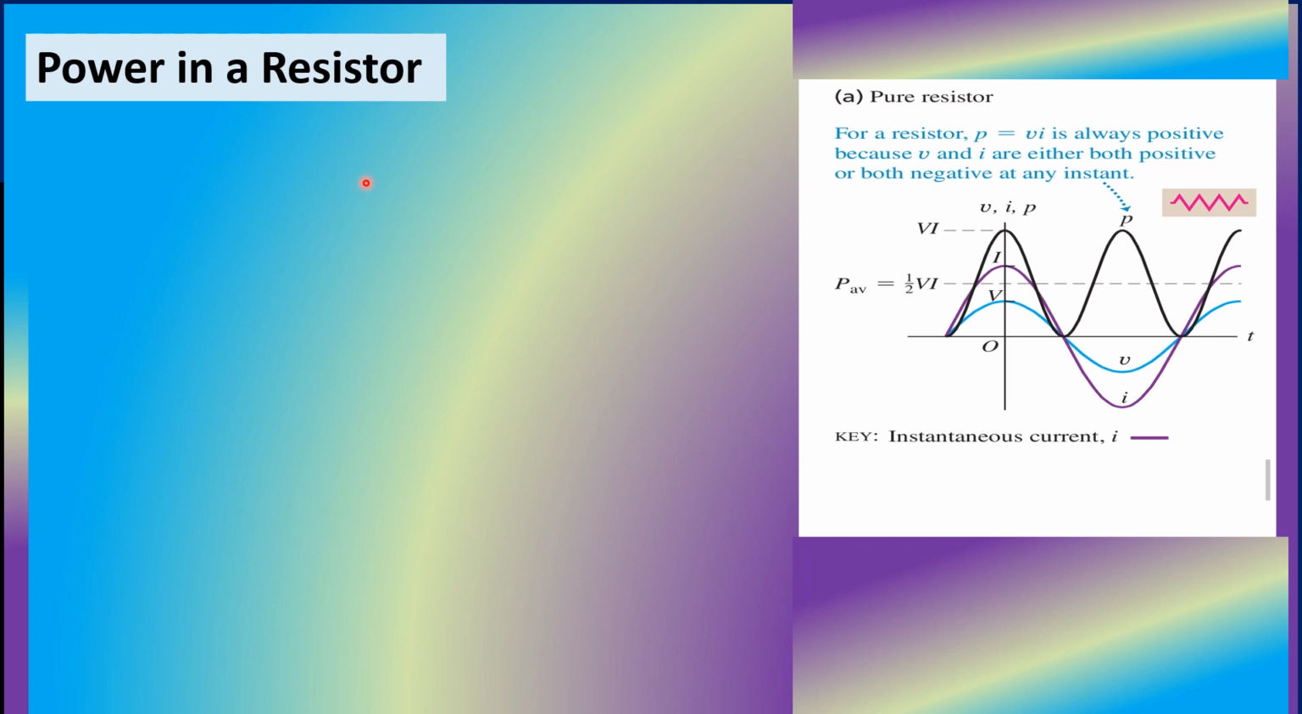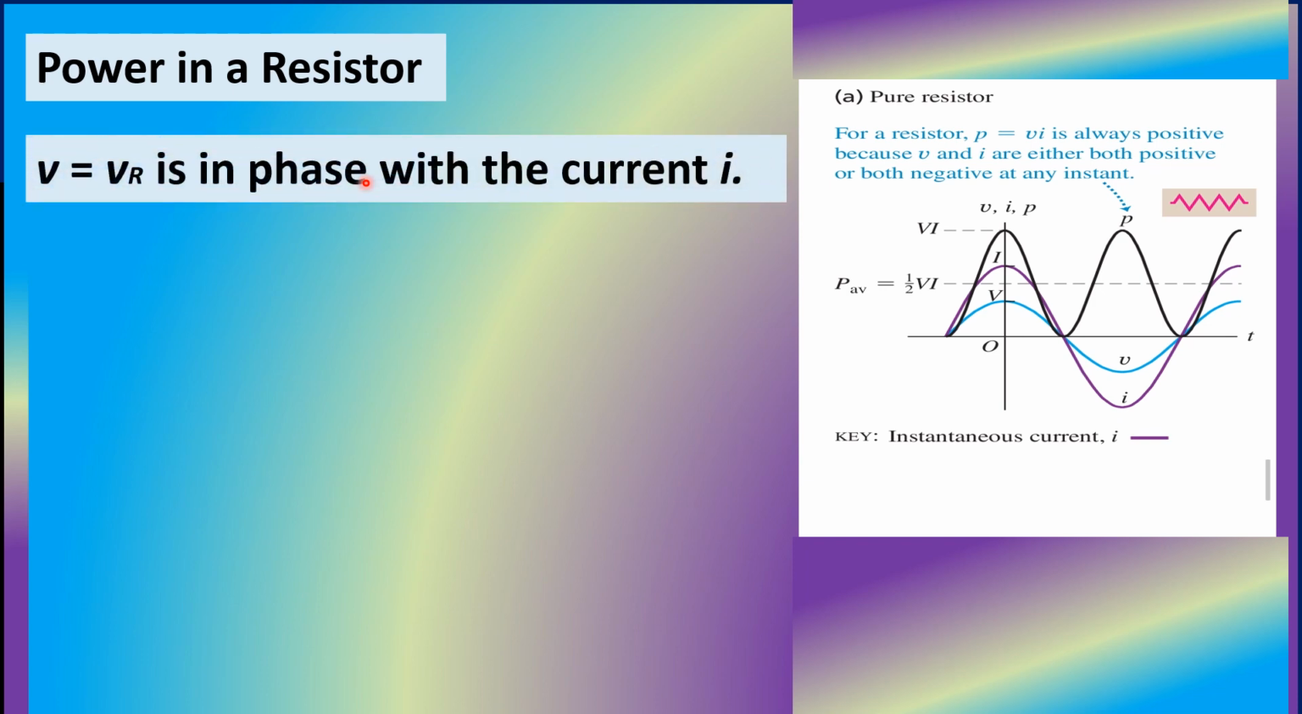Supposing the circuit element is a pure resistor R, then the voltage v across the resistor and the current i are said to be in phase. Alright, so we have the graph that represents the power p, and this is determined by multiplying the heights of the graphs of voltage v and current i.